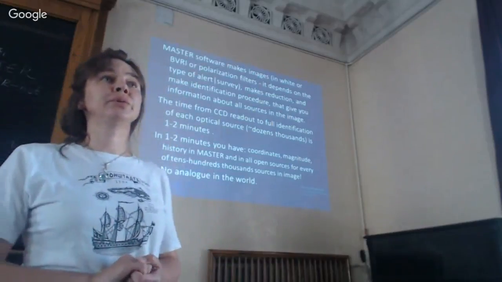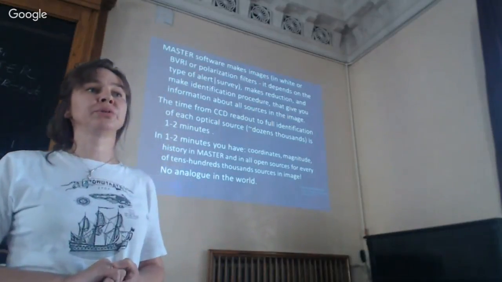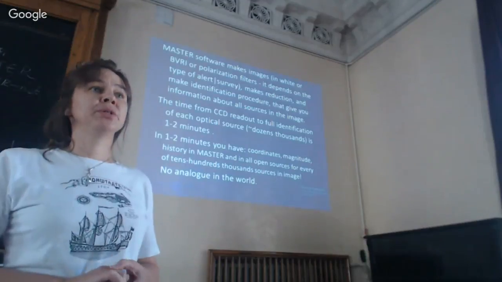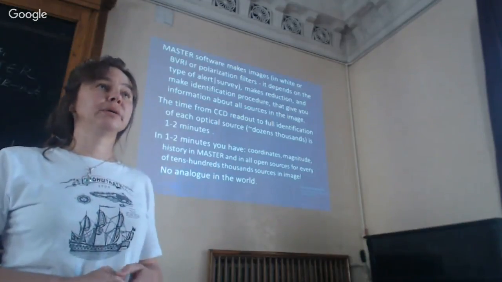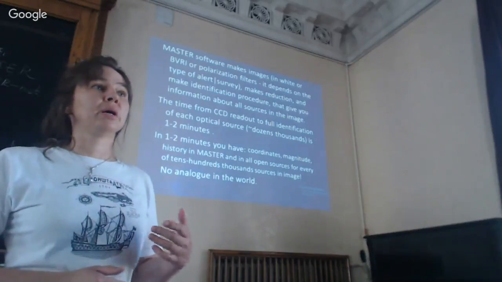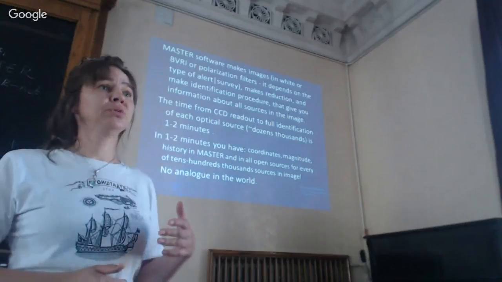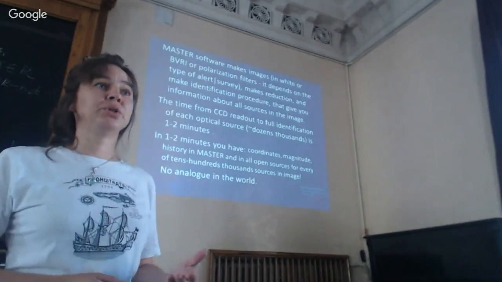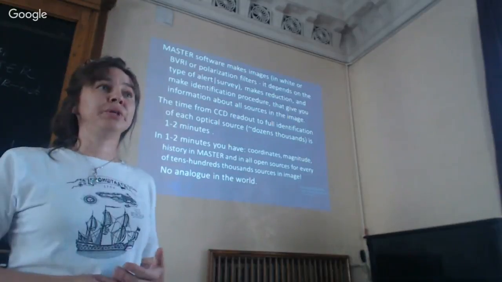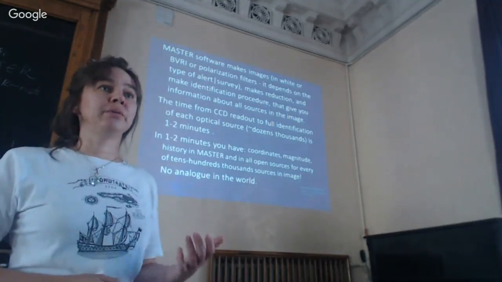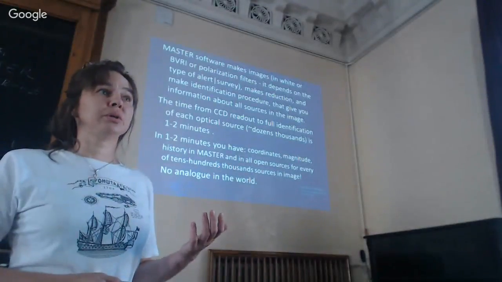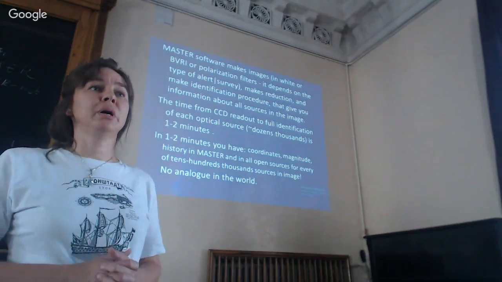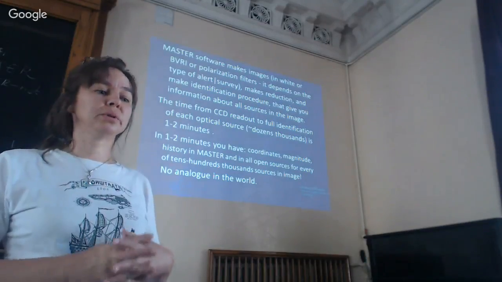Our software is unique in that it gives you all information about all optical sources in every image 1-2 minutes after CCD readout. It means that you know which optical sources in every image are cataloged or new, which of them are moving, which of them are stationary. For every object, we have MASTER history. It means that we know all the behavior of every optical source since 2009 for the North sky, and since December 2014 for the South sky.